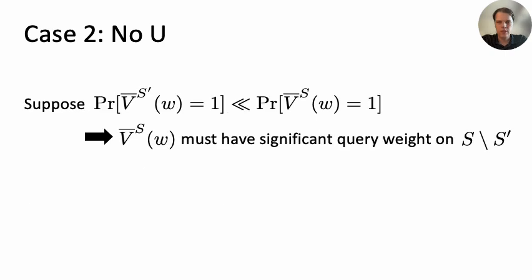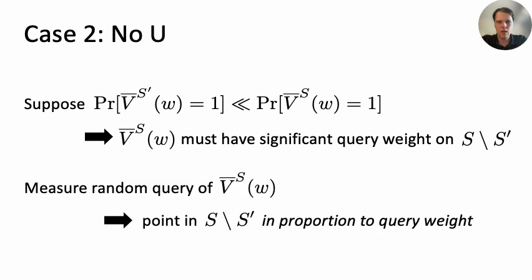So now suppose, to our contradiction, that V bar, when making queries to S prime, accepts with probability noticeably less than V bar making queries to S. This means V bar must place significant query weight on the difference between S and S prime, and since S prime is a subset of S, this just means it places significant query weight on the points in S that are not in S prime.